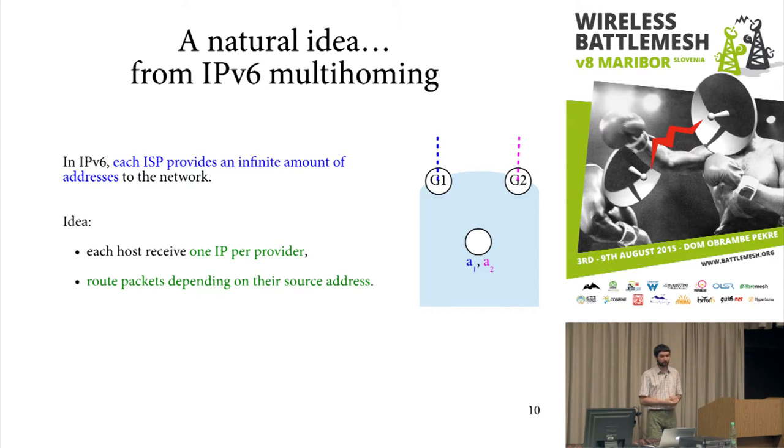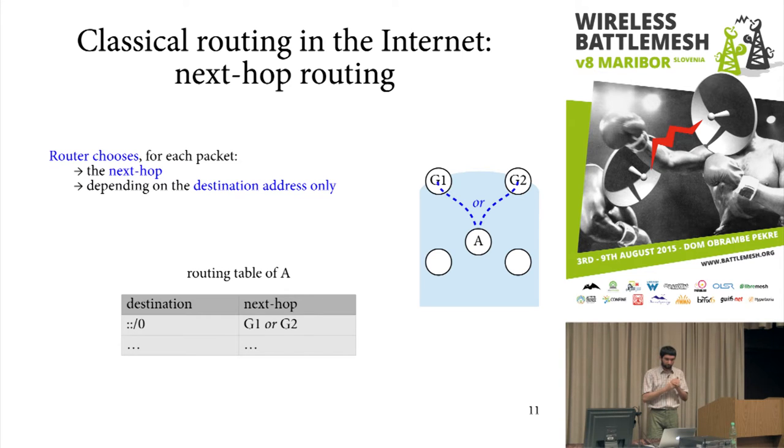And so there is a natural idea which comes from the IPv6 world. In that case, we have IPv6 multihoming, and in IPv6 you have a huge range of addresses, 2 to the power 64 at least. And so you can manage to assign one IP address per host. So each host has multiple addresses, and then you just have to route your packets through the network depending on their source address. The problem is that the classical routing paradigm used in the internet is next hop routing, in which each packet is just routed depending on its destination prefix. So typically a router will have a routing table which is just a map between destination prefix and next hop.